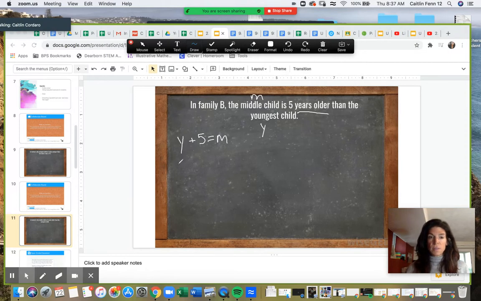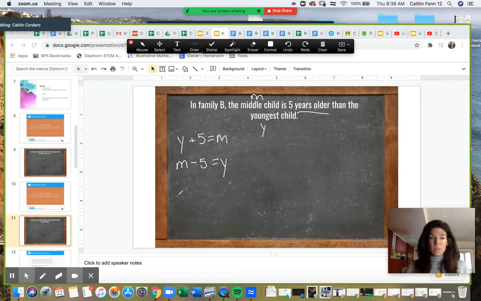If I start with the middle child, what do I do to their age to get to the younger child's age? If the middle child is 5 years older, then that means that if we subtract 5, we will get to the younger child's age. Right?